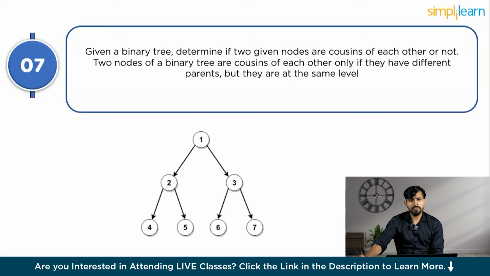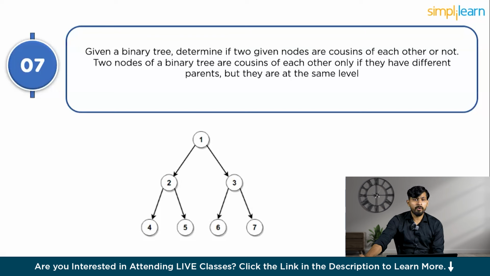These nodes are also cousins for the same reasons as 4 and 6. Now, if we talk about a non-cousins example, you could see nodes 2 and 3. Both are on level 1 but share the same parent, 1. They are siblings, not cousins. Now, similarly, node 4 and 5.